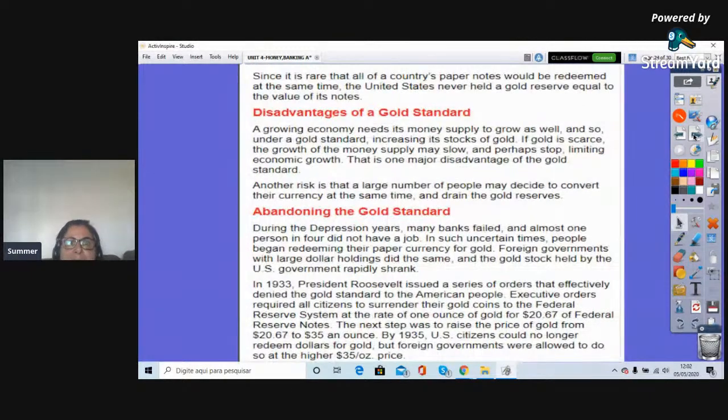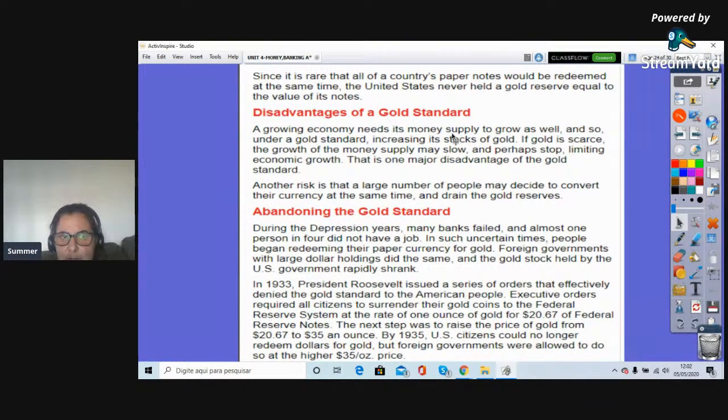Okay. Since it is rare that all the country's paper notes would be redeemed at the same time, the United States never really held a gold reserve equal to the value of its notes. So they did not really worry about that.